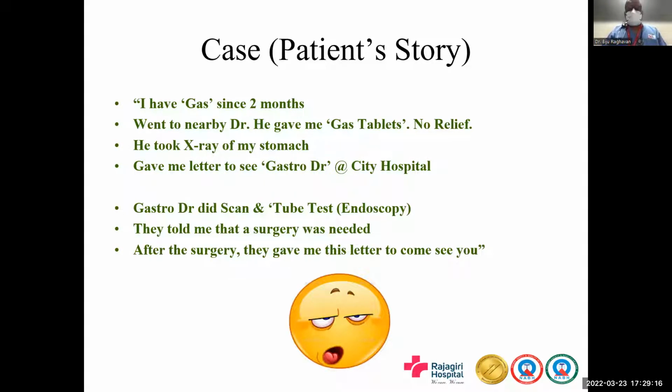And after that, they told me that a surgery was needed. I didn't have any money with me at that time, so I went back to my village. And it took me some time to collect money. And once that was done, I contacted them. They gave me a date for the operation, and then the operation was done. After the surgery, they gave me this letter to come and see you.